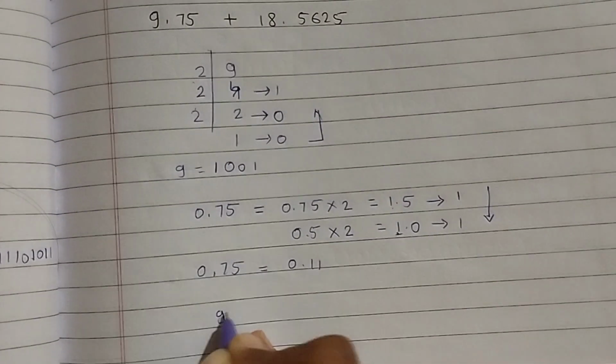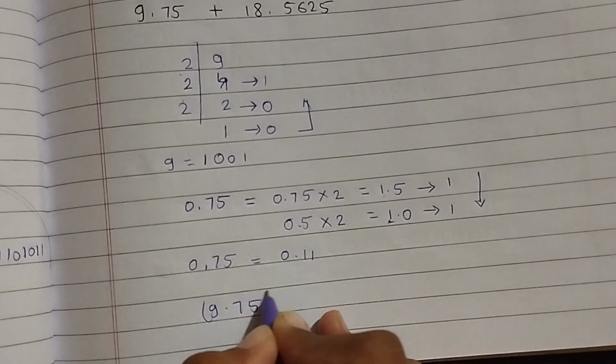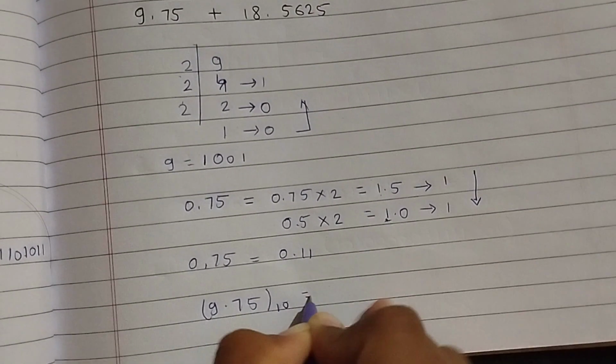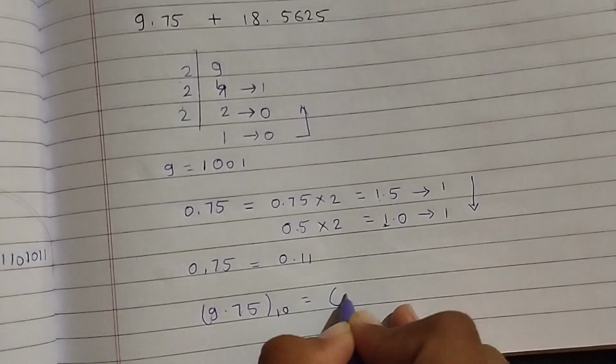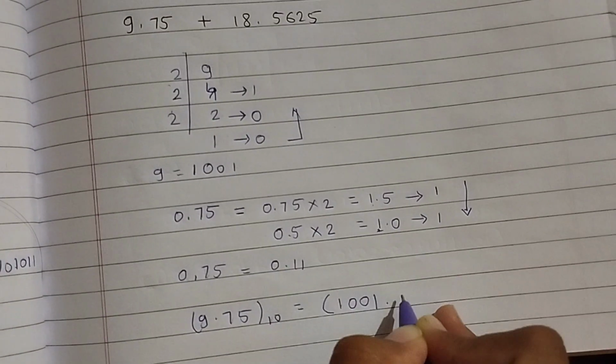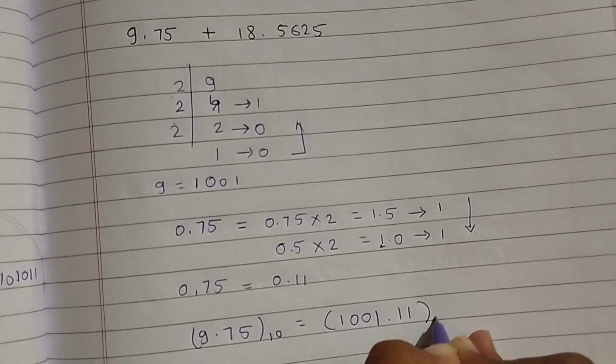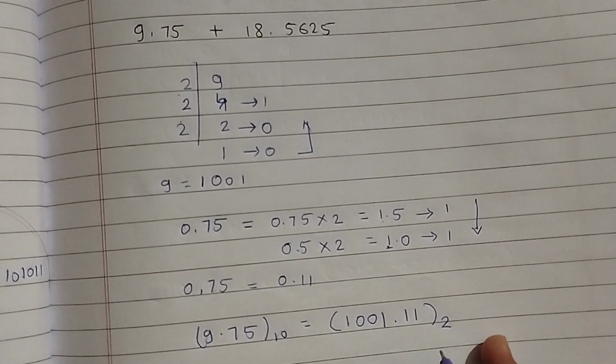This is the binary form of 0.75. So 9.75, this is the decimal number, and now the binary of 9 we write 1001 and 0.75 is 11. This is the binary of 9.75.